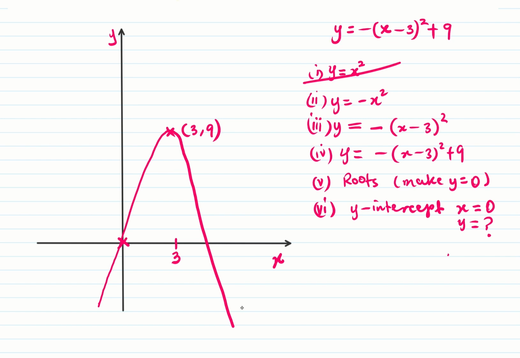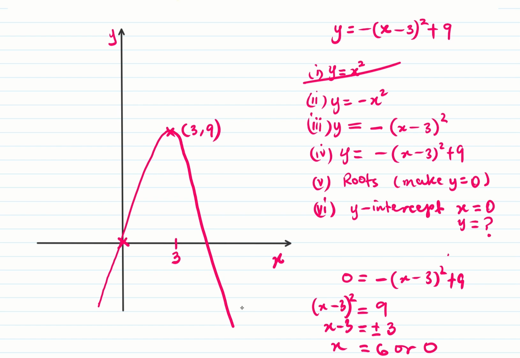We have 0 equals minus (x minus 3) whole squared plus 9. If I take this to the other side, I have (x minus 3) whole squared equals 9. Take the square root: x minus 3 equals plus or minus root 9, which is 3. And then I have x equal to 6 or 0. Which means this point here will be x equals 6. I need to move this backwards a little bit so that it makes sense. So that's x equals 6 right there, and job is done.